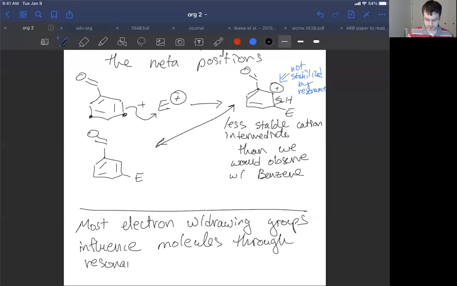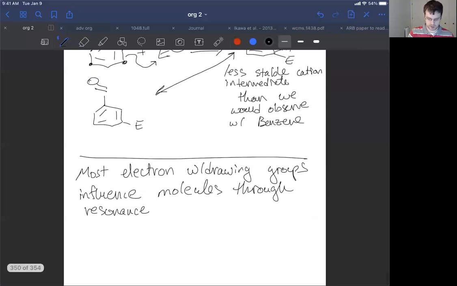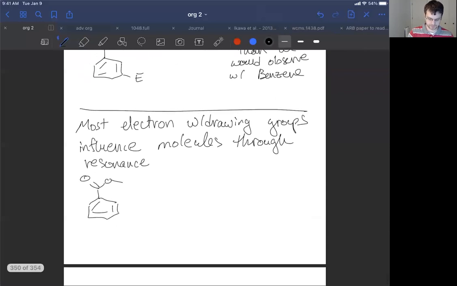Okay, so let's look at some of the other electron withdrawing groups we mentioned. So we had carbonyls, and the carbonyls could be other things too. I had an aldehyde before. It could also be an ester. This other carbonyl just behaves like the one we just went over.